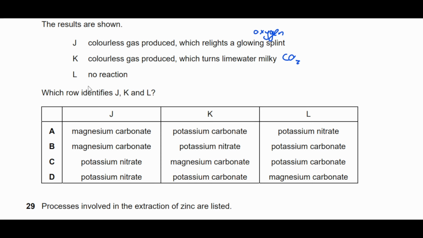So firstly, when you heat a carbonate, you will produce carbon dioxide. If you heat a nitrate, you will produce oxygen. So therefore, J has to be potassium nitrate, so A and B are wrong. And finally, between potassium carbonate and magnesium carbonate, which would have no reaction when you heat it up? The answer is potassium carbonate. L would be potassium carbonate, K is magnesium carbonate. Magnesium carbonate will release CO2, potassium carbonate will have no reaction. Therefore, the answer is C.